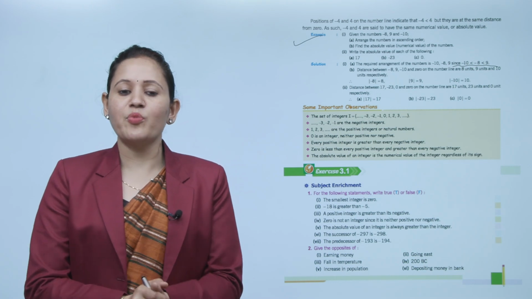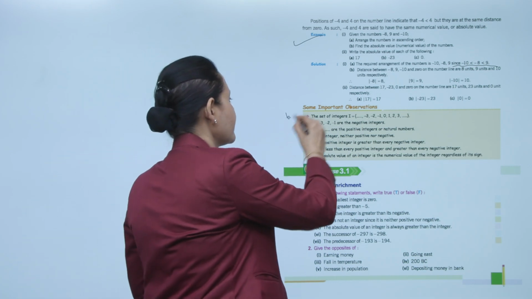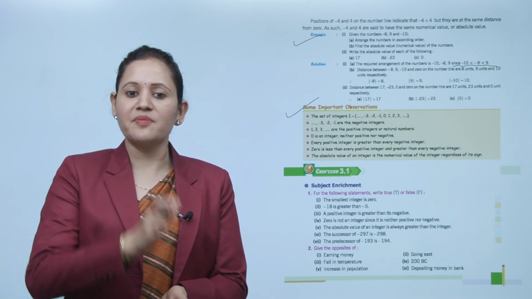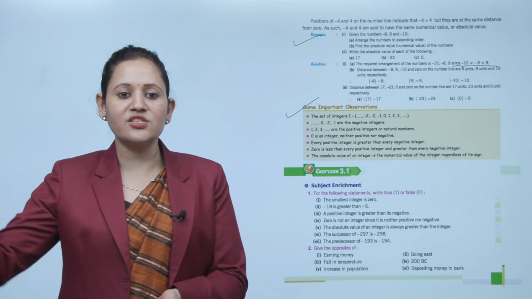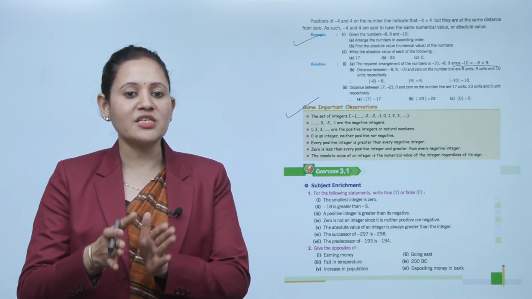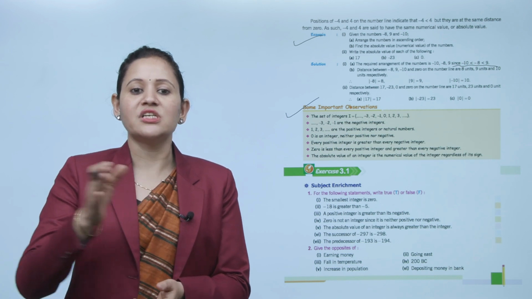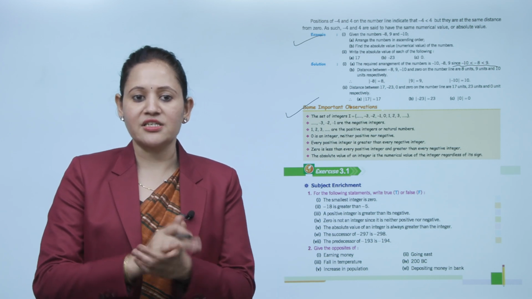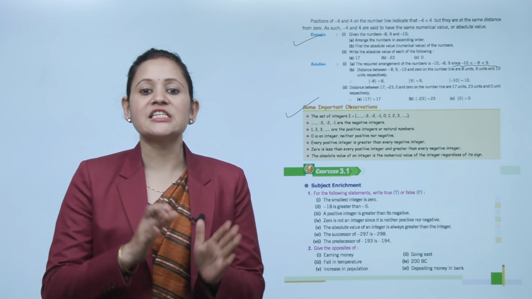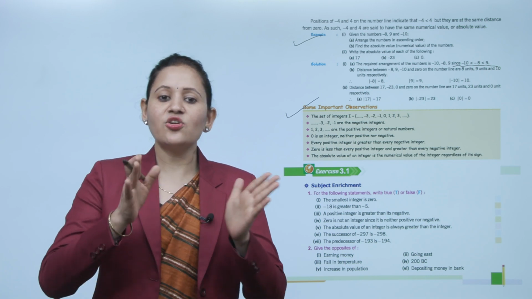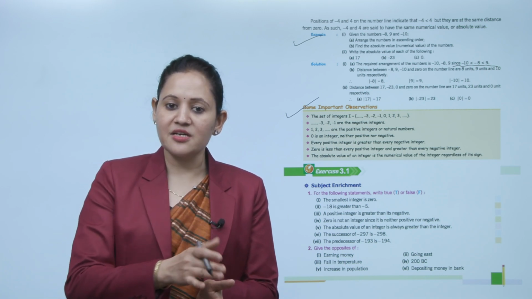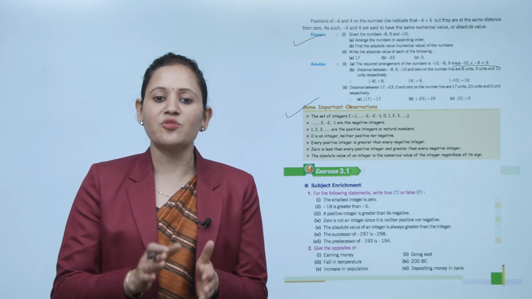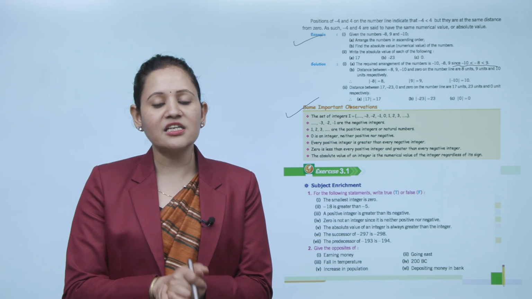Clear? Next, some important observations. The set of integers I is equal to ..., -3, -2, -1, 0, 1, 2, 3 and so on. -3, -2, -1 are negative integers and 1, 2, 3 are positive integers or natural numbers. 0 is an integer that is neither positive nor negative. Every positive integer is greater than every negative integer. 0 is less than every positive integer but greater than every negative integer. The absolute value of an integer is the numerical value of the integer regardless of its sign.